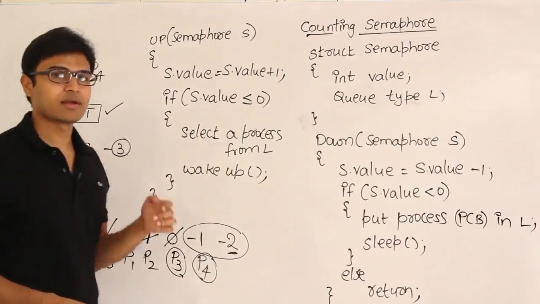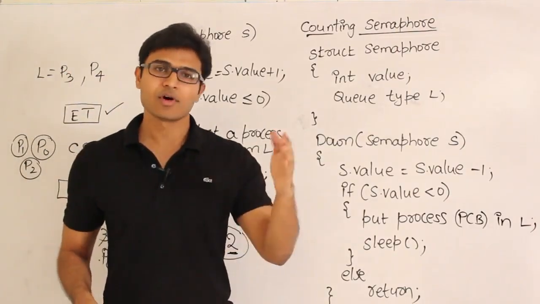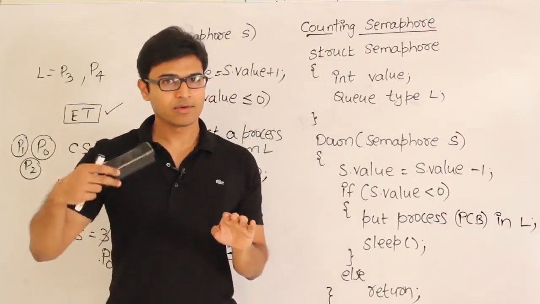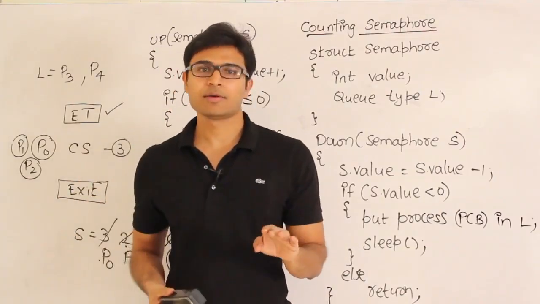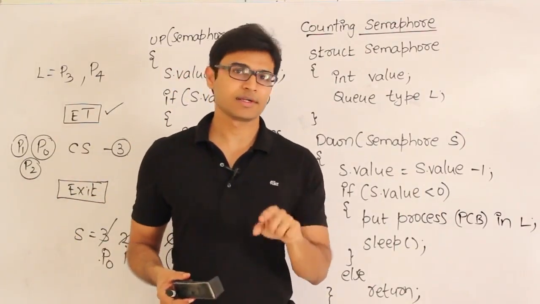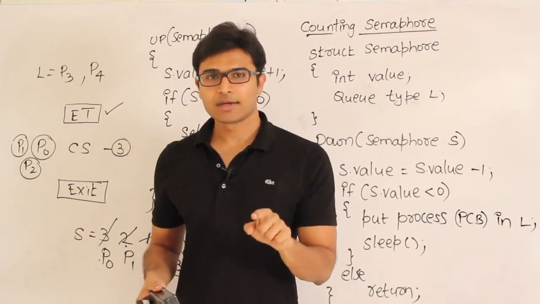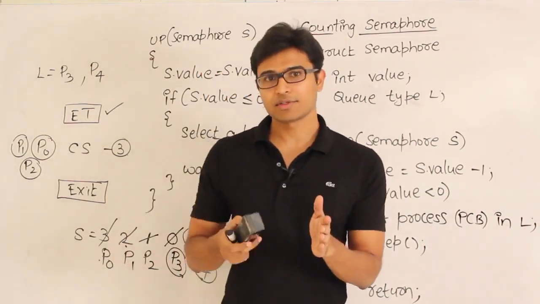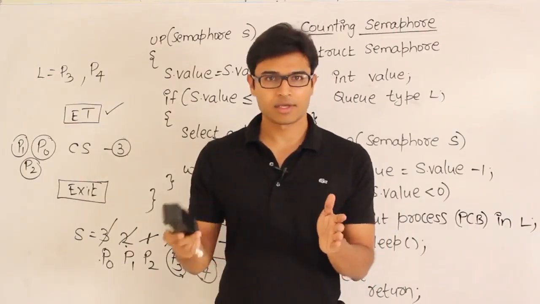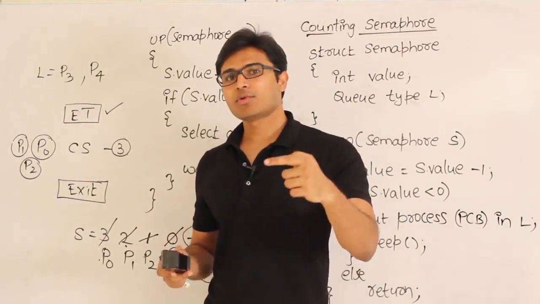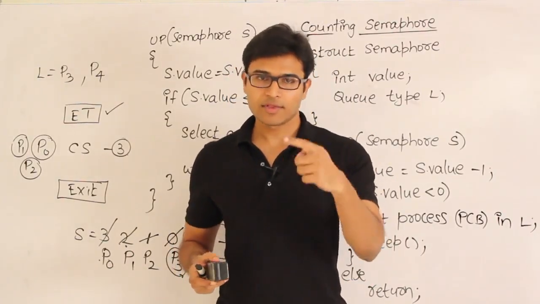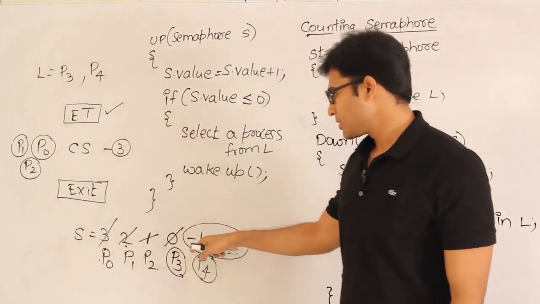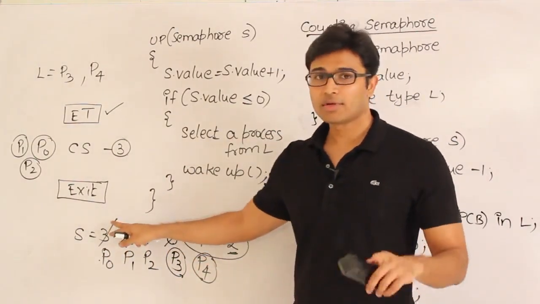A counting semaphore can take positive values, 0, or negative values. Whenever it is positive, it means more processes can enter. The positive number indicates how many processes can enter the critical section, and 0 indicates no more processes can enter the critical section. If any process tries to enter, it is going to get blocked. A negative number indicates how many processes have got blocked when they try to enter the critical section. That is how you could interpret the numbers of a counting semaphore.